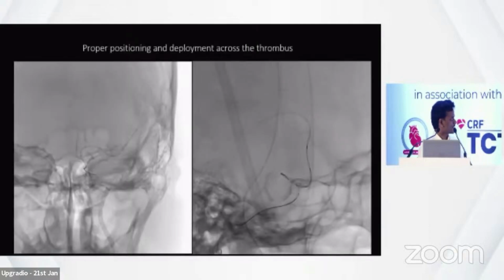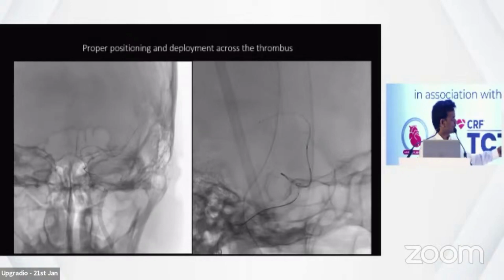After that, we start deploying the stent retriever. You can see the constrained stent retriever in the microcatheter. While deploying, you should know where you want to deploy it, probably the site of the clot. In this case, the site of the clot was here. So I would deploy the stent retriever probably one third distally, one third across the clot, and one third proximally. That is what the plan was. You can see how it's getting deployed.